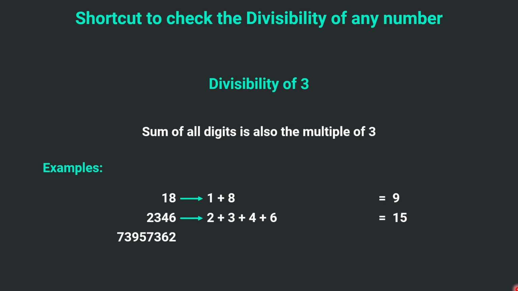Now this is a difficult one, but all you have to do is to add the digits. So 7 plus 3 is 10, 10 plus 9 is 19, 19 plus 5 is 24, plus 7 is 31, plus 3 is 34, plus 6 is 40, and plus 2 is 42. So 42 is a multiple of 3, so this complete number will also be divisible by 3.